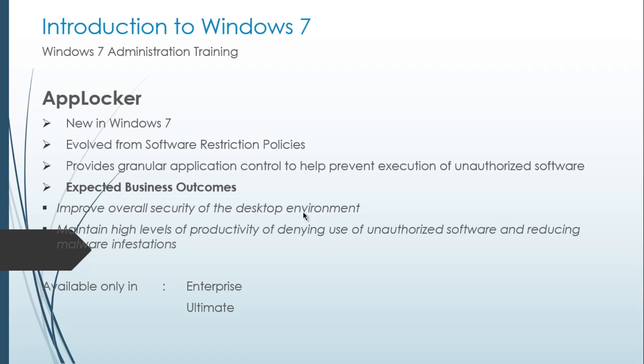The expected business outcomes: improve overall security of the desktop environment, as users will not be able to download or install other software that is outside the area defined by AppLocker. Maintain high levels of productivity by denying use of unauthorized software and reducing malware infestations. So this will help you save your desktop environment and your network. This is available only in Enterprise and Ultimate. Let's move ahead.